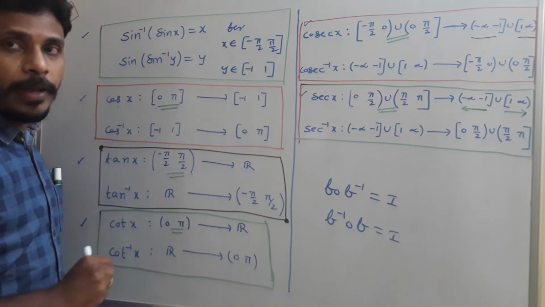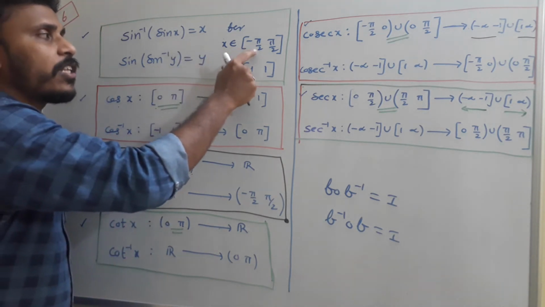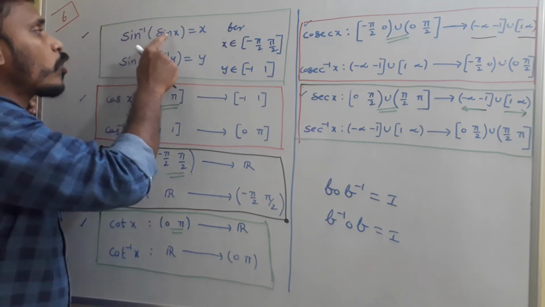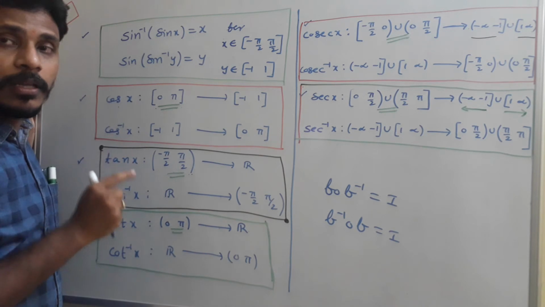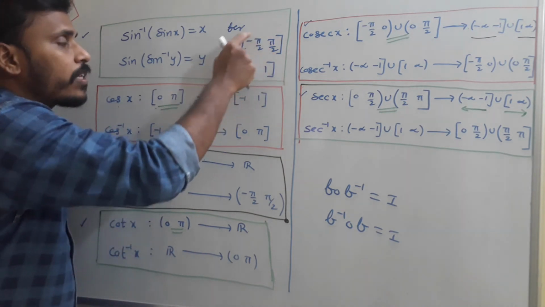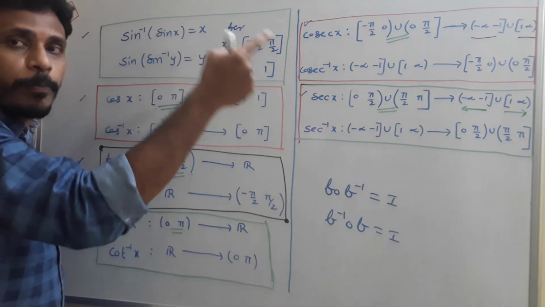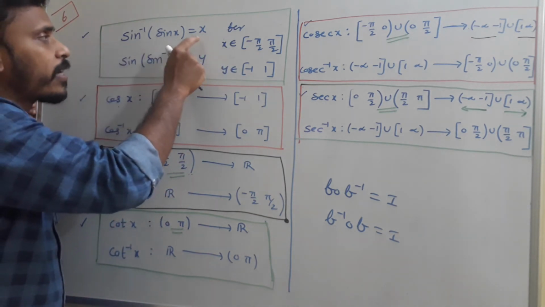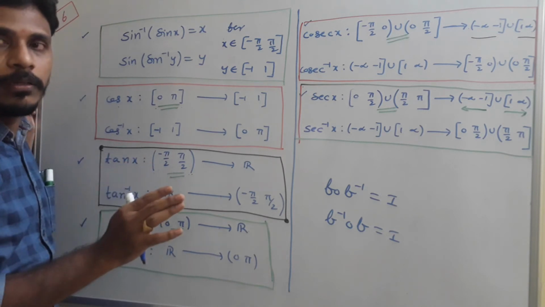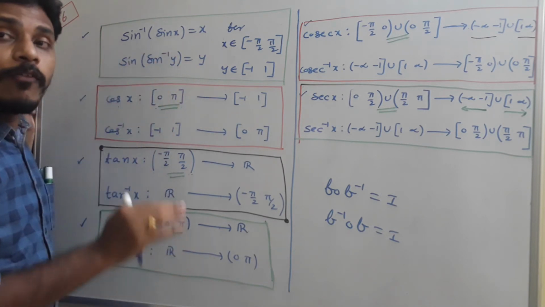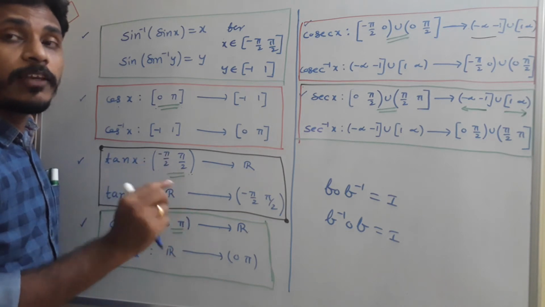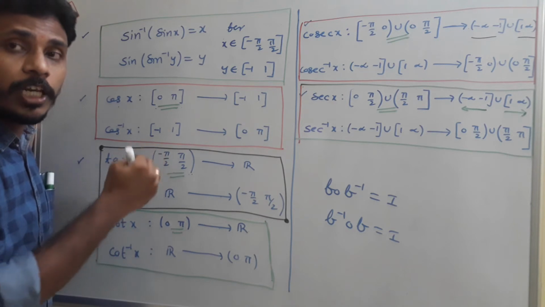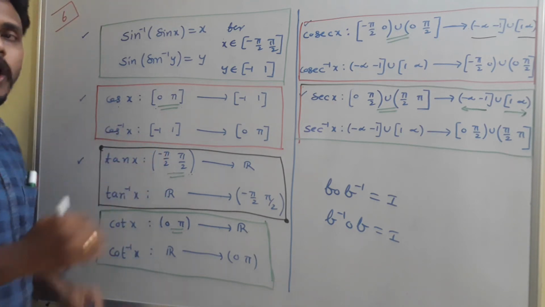Okay, pay attention. As well as if x is in this interval minus pi by 2 to pi by 2, then only sin inverse of sin x is equal to x is acceptable. If x is outside of this range of angles, after pi by 2 or before minus pi by 2, then sin inverse of sin x is equal to x is not acceptable. These two are always true only if x is in this region and y is in this region. A similar discussion we need to do for cos, tan, cot and everything.